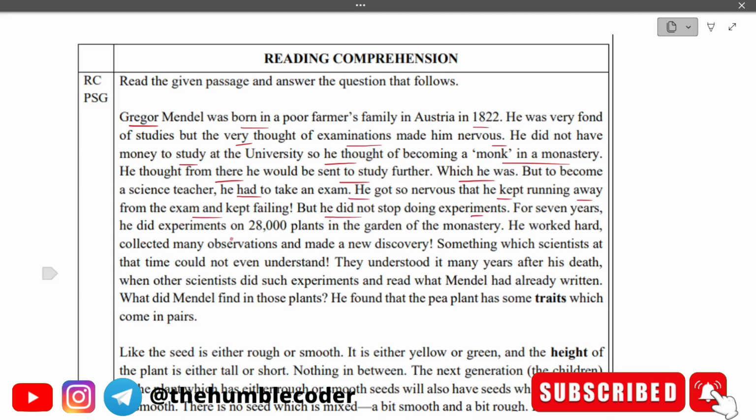For 7 years, he did experiments on 28,000 plants in the garden of the monastery. He worked hard, collected many observations, and made a new discovery, something the scientists at that time could not even understand. They understood it many years after his death, when other scientists did such experiments and read what Mendel had already written. What did Mendel find in those plants? He found that the pea plant has some traits which come in pairs.